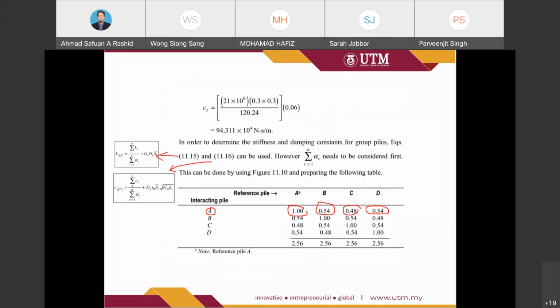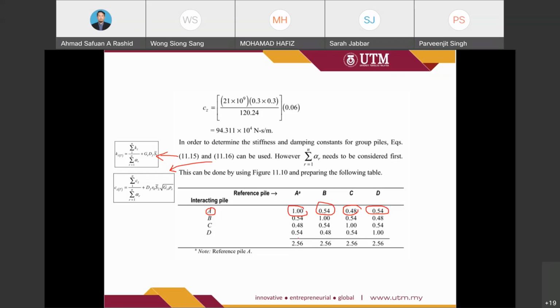Then we repeat for the others. B to A will be similar to A to B, B to B is 1, B to C is similar, 0.54, and we repeat until we obtain the total value, which is 2.56, because it is symmetric in all of the pile locations and positions.